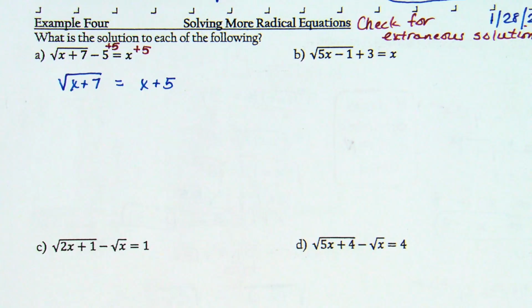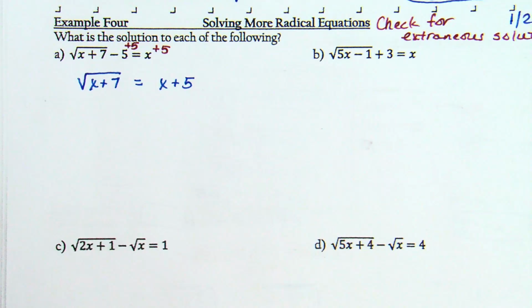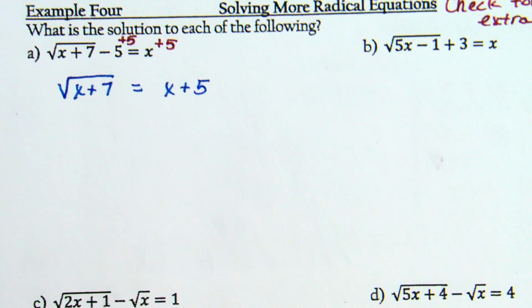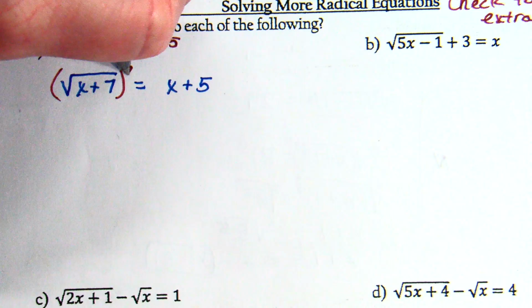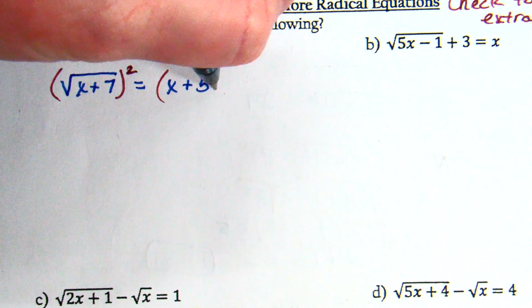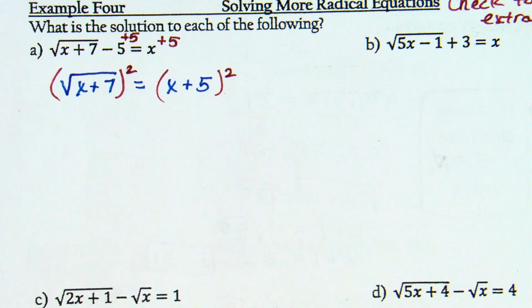Step 1. Once that radical is isolated, what's my next step? To square it, right? To get rid of that radical, we're going to raise it to the power of 2. If I square the left, I've got to square the right. On the left, what is the square root of x plus 7 squared? x plus 7, because remember, the square and the square root cancel each other out.